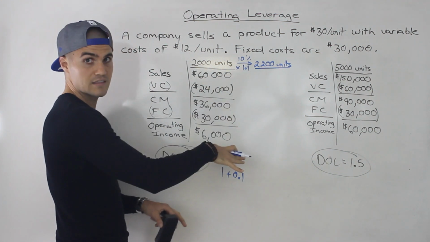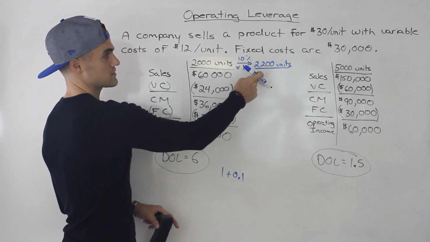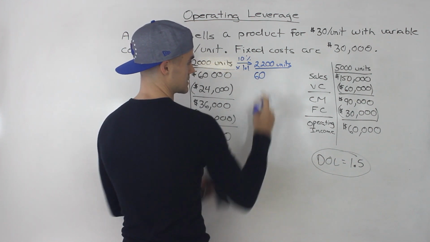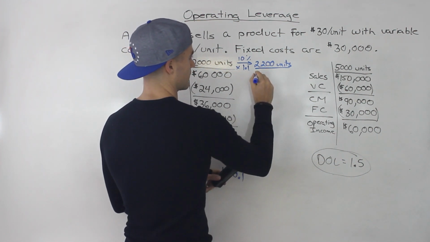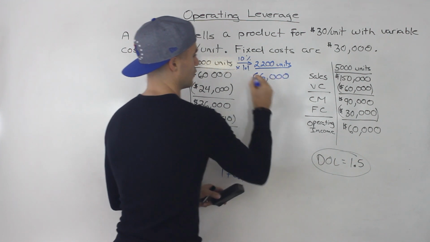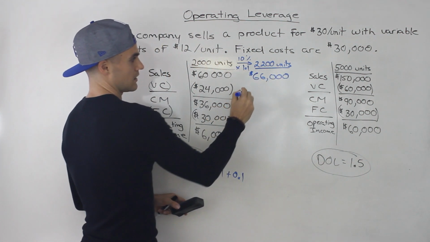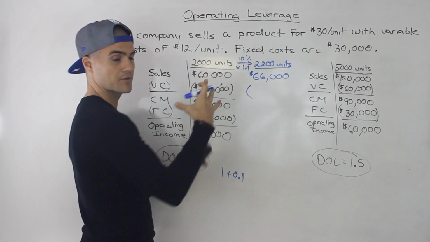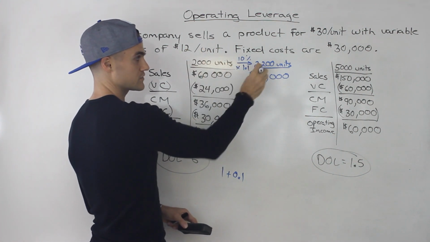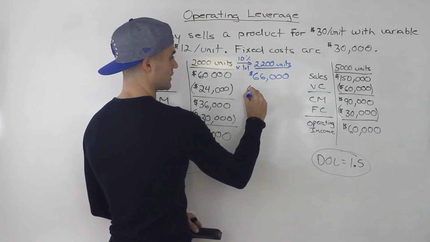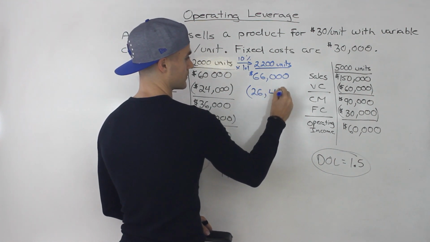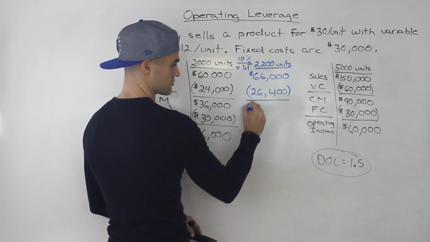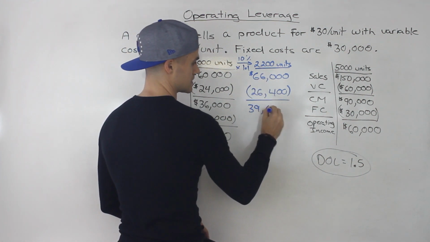So how's that going to affect the income statement? Well, 2,200 times $30 per unit is now going to give us 66,000 for the total sales. The variable cost per unit is still going to stay the same, but the total variable costs are going to go up. It's going to be 12 times 2,200, which would give us 26,400. And so the contribution margin, if we subtract these, is going to be 39,600.